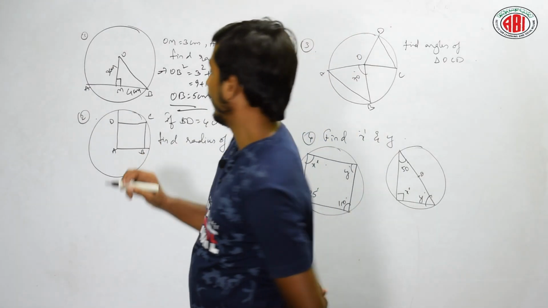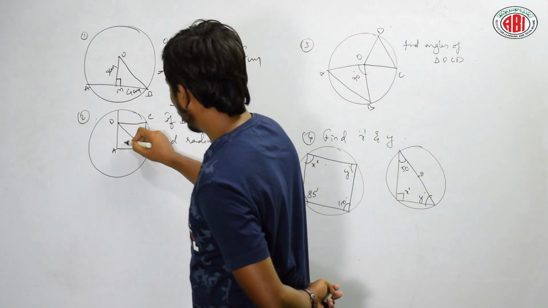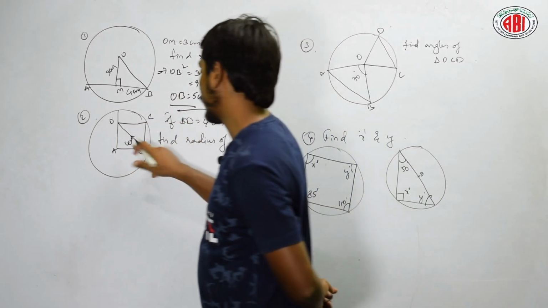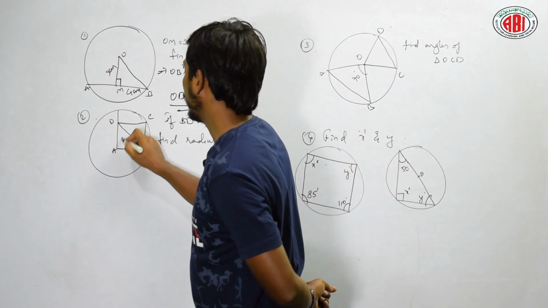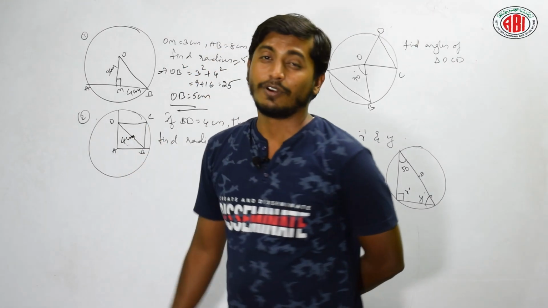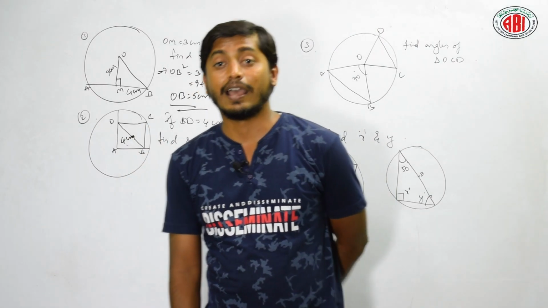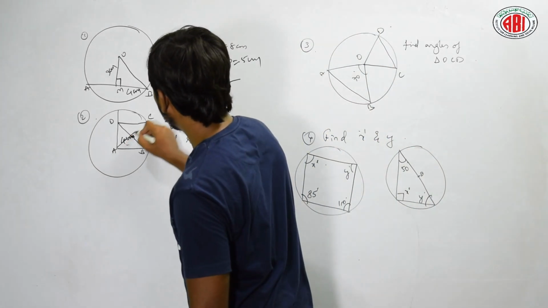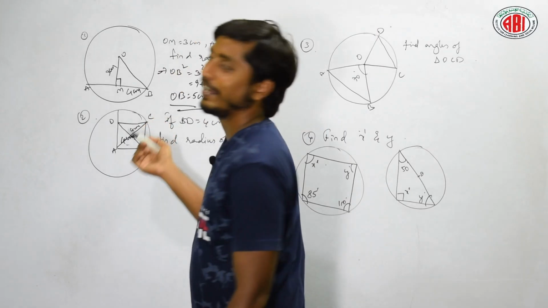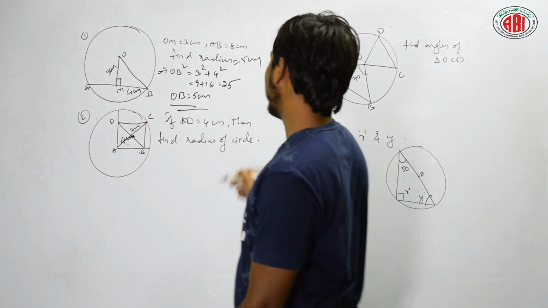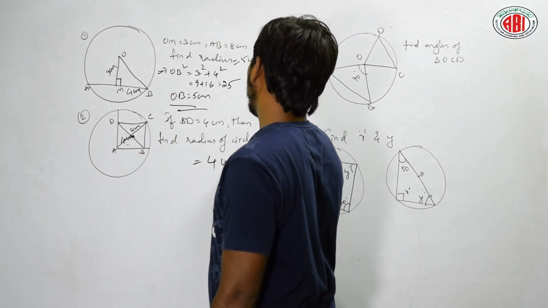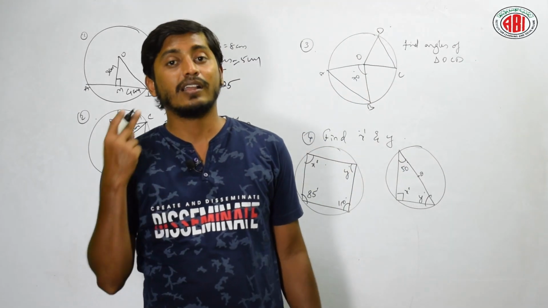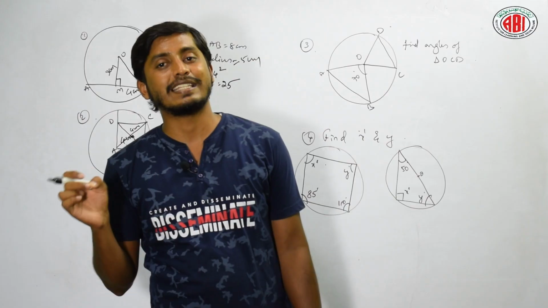Just have a look. Here, BD is 4 centimeters. That is, it is a diagonal for this square, right? Yes or no? This is a diagonal. What about the diagonals of a square? They are equal to each other. Therefore, this diagonal is equal to this diagonal, which is nothing but the radius of a circle, isn't it? Therefore, the radius of the circle is 4 centimeters, because the diagonals of a square are always equal to each other.